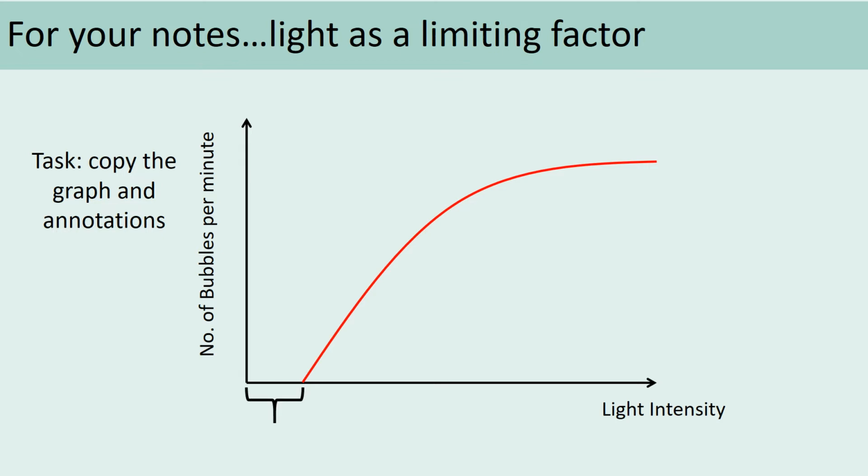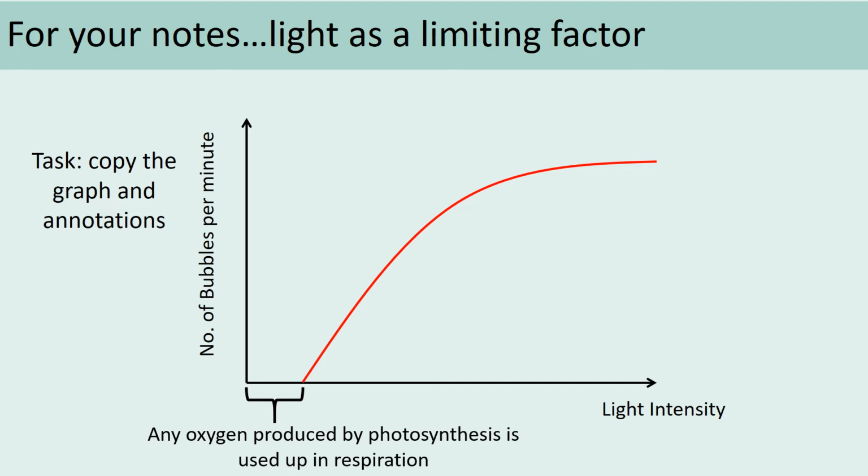Okay, so for the next bit, I'm going to talk about the different parts of the graph, and then at the end you can add it to your graph. So don't just copy it as I'm going through, listen to what I'm saying, look at the graph, and then add your notes. So first of all, any oxygen produced in photosynthesis is actually used by respiration. So we respire, we use oxygen, but plants also do that. So any initial oxygen that is produced will actually just be used by the plants for respiration because they're respiring all day.